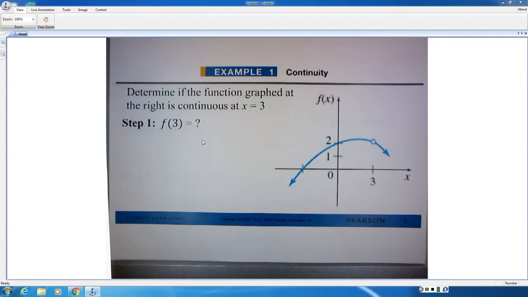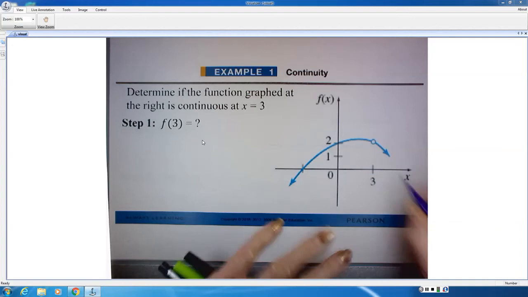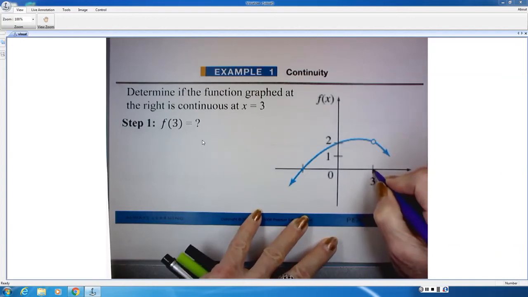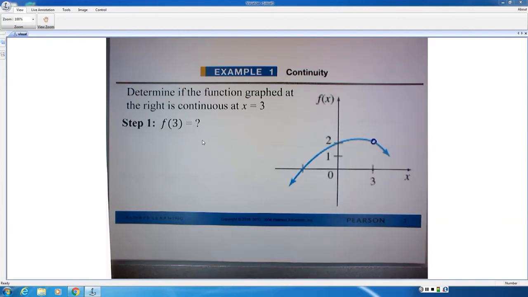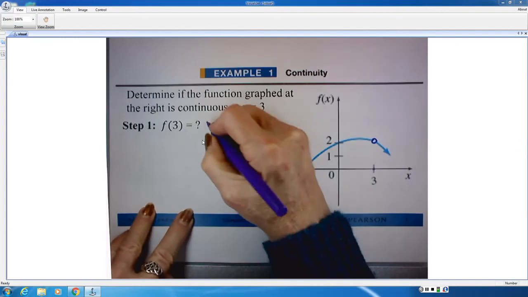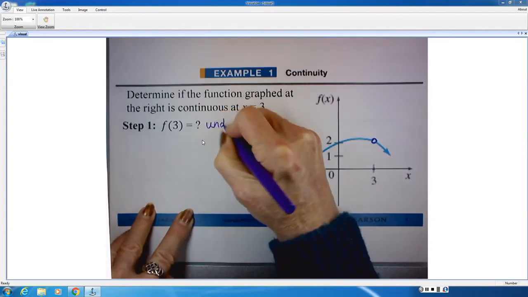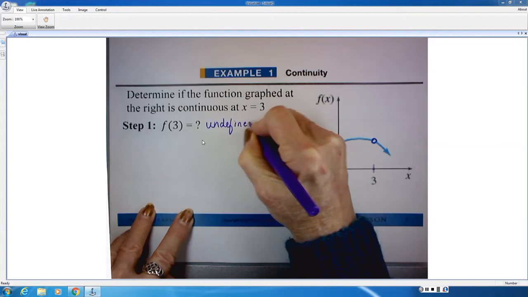This one says, determine if the function graphed at the right is continuous at x equals 3. The first question you ask yourself for step 1 is, what is the value of f of 3? Because we're trying to approach 3. It isn't actually defined, because if you notice, 3 is right here. If you read up to the function, you see an open circle. So f of 3 is undefined.